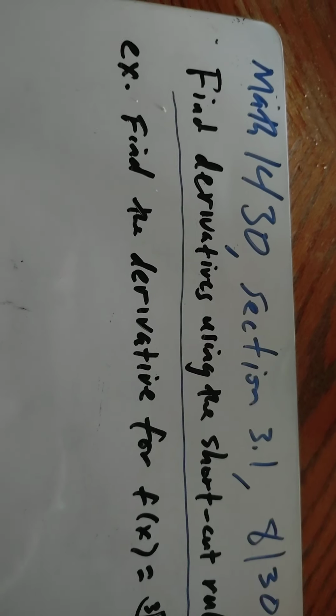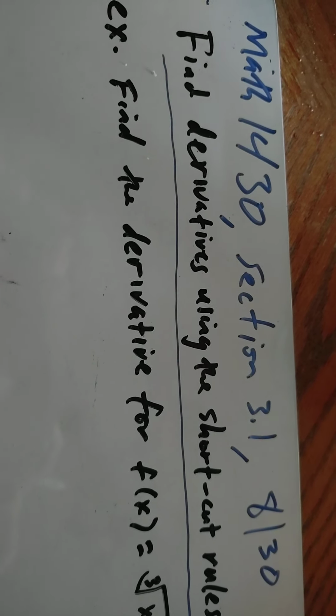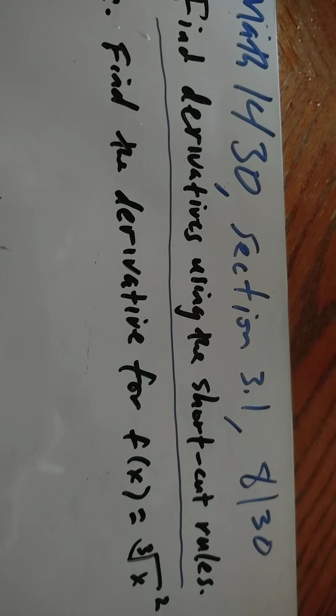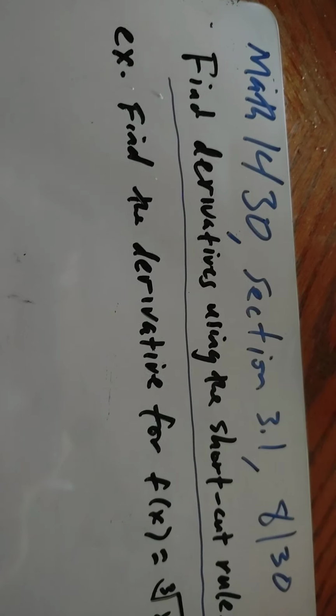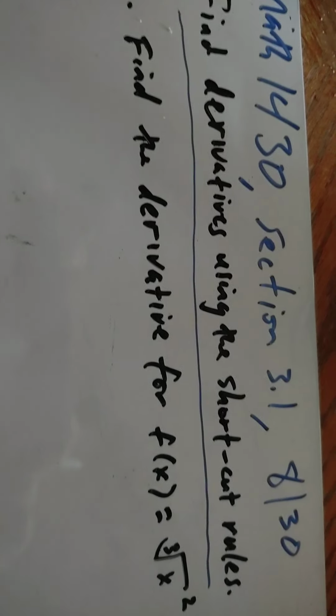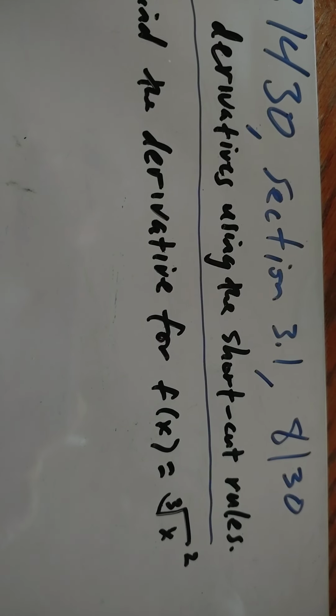All right, hello class. This is Math 1430, section 3.1, and today's date is August 30th. So today we're just going to find some derivatives using the shortcut rules.